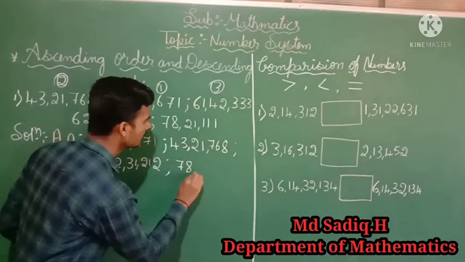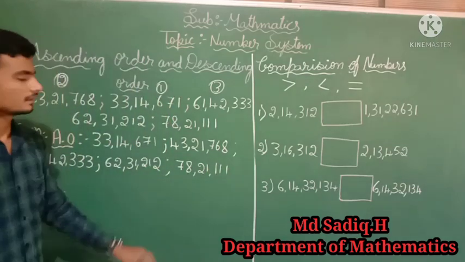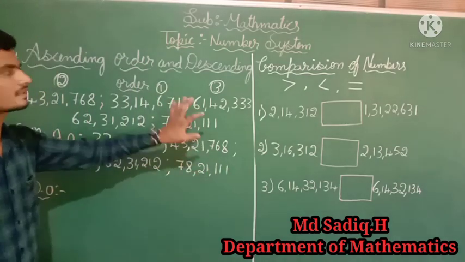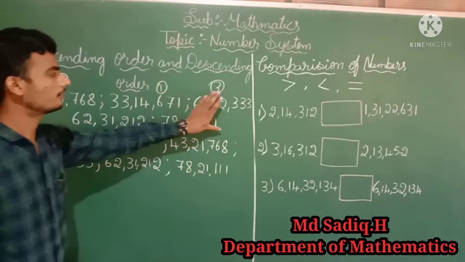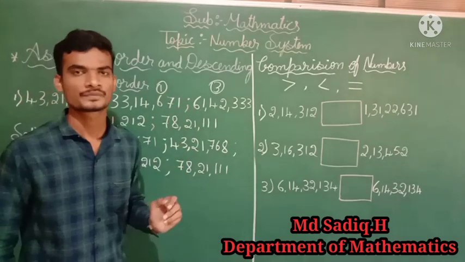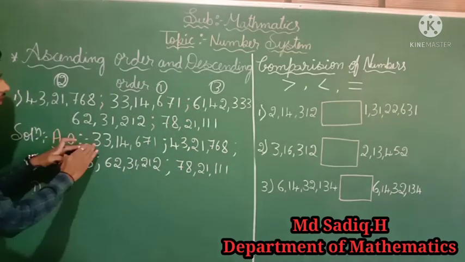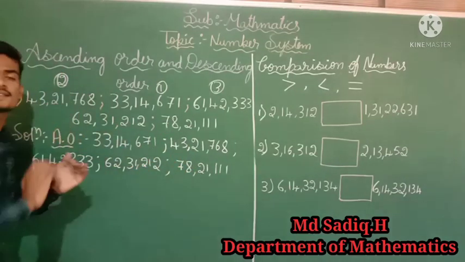78 lakh 21,111. This itself is the greatest number in the given numbers. Okay. Now, the given numbers we have arranged in ascending order. Ascending order means we arrange from smaller number to bigger number. Now we have to arrange them in descending order.